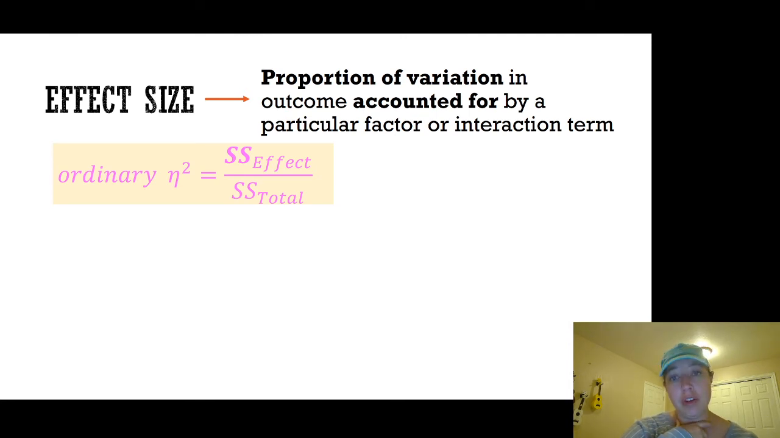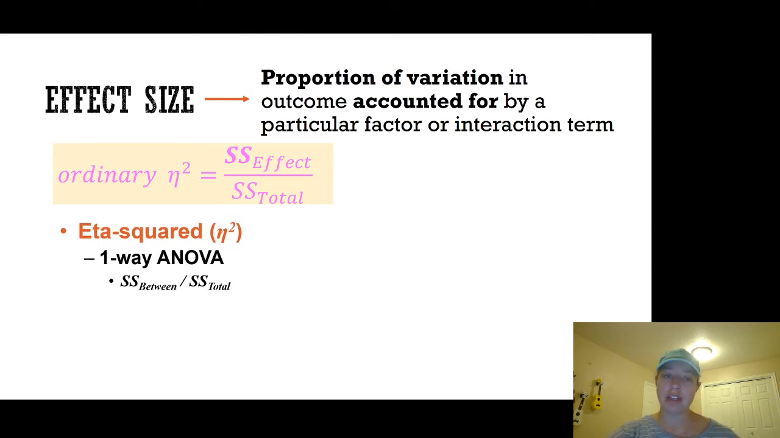When we did one-way ANOVA, we calculated an eta squared. Eta squared tells us the proportion, kind of like a percentage, of variance in the outcome accounted for by a particular factor, or the interaction in this case. So we can have three effects. Remember, the main effect of the row variable, the main effect of the column variable, and the interaction between those two. So each of those three effects can have their own eta squared. To do the eta squareds, for whichever effect you're doing, you take its effect sum of squares and divide by the total sum of squares. That gives you what we call an ordinary eta squared.